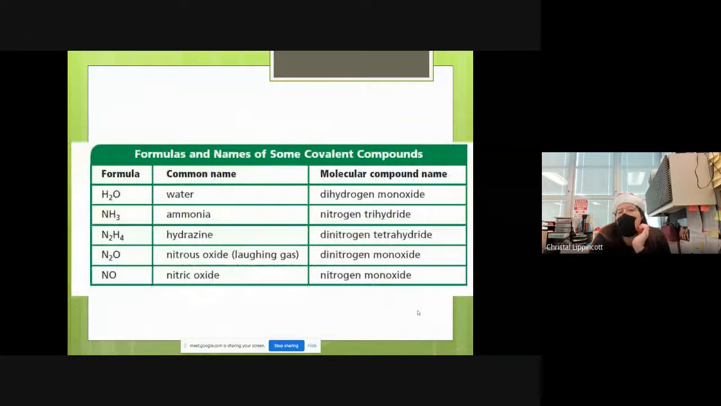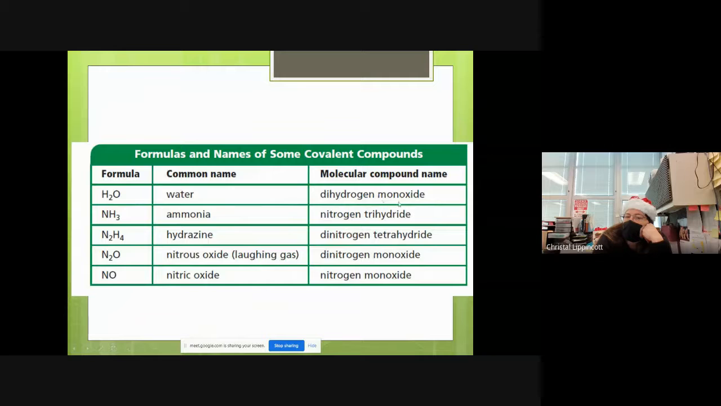If we are given a formula and we want to name it, and there's more than one of the first element, we have to use one of those prefixes to tell people how many there are. So for example, here, this is di. That means that we've got 2 hydrogens. So dihydrogen. And again, this element gets spelled out like it normally does.